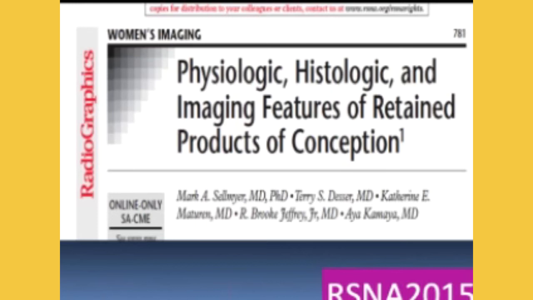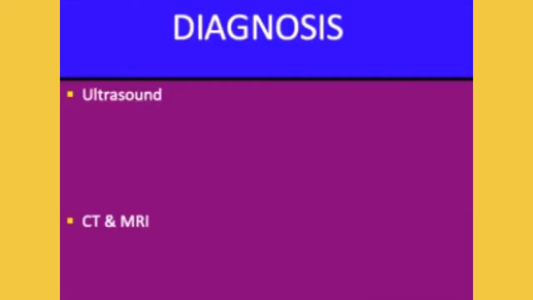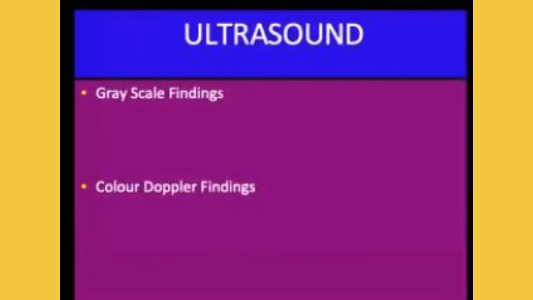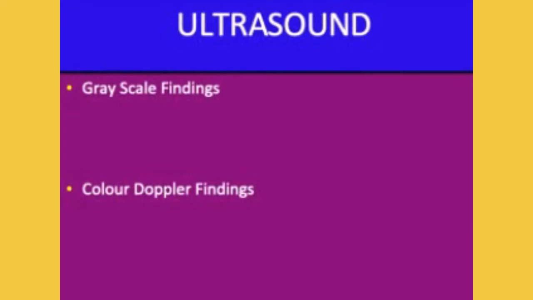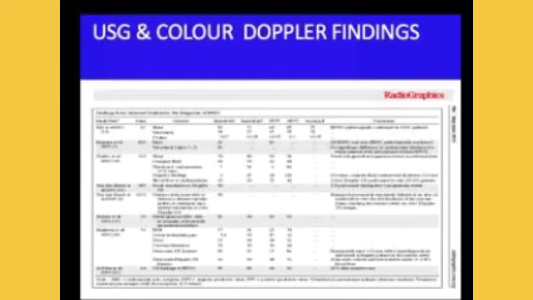That is a very comprehensive paper in which they dealt with every aspect of the RPOC. And if you have time, you must go through it on the internet. So the diagnosis of RPOC is made either by ultrasound or by CT and MRI. In ultrasound, we have grayscale findings and we have color Doppler findings.